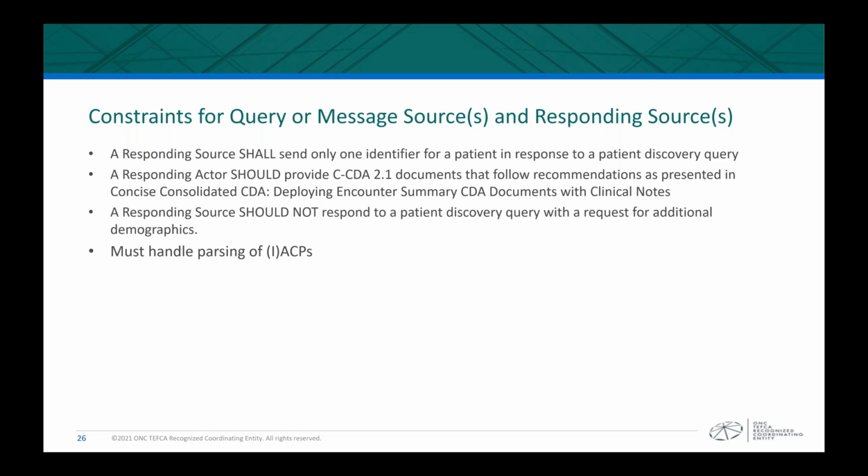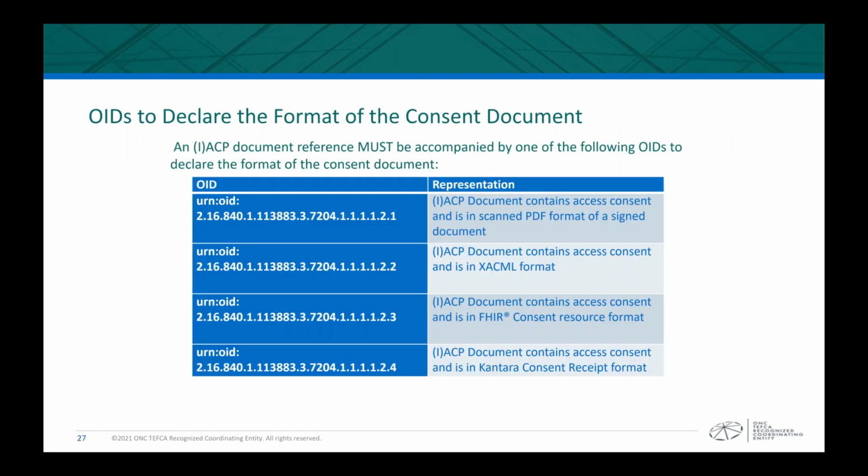Should leverage CCDA 2.1. Again, that's not required, but we do point to it and recommend it. This specifically also points to some of the guidance that came out of a joint CareQuality Commonwealth work group. There's a white paper that was published that we point to for some additional recommendations beyond just the CCDA companion guide. Not responding with a request for additional demographics. Dave already touched on that one. And then handling of IACPs, and there will probably be some questions there, but let me jump to the next slide because that's where we get to some of the IACP-specific stuff.